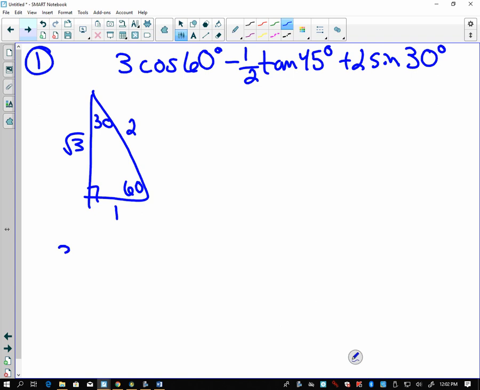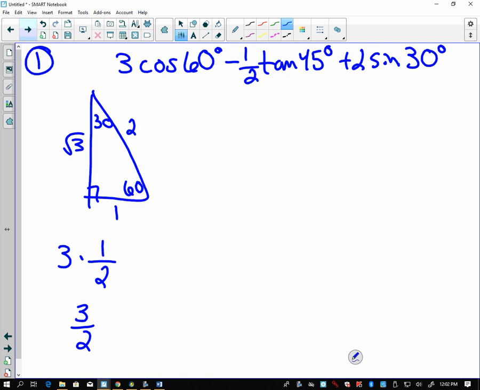So what we wind up with is 3 cosine. Cosine is adjacent over hypotenuse. We're basing this on the 60, so adjacent to 60 is 1, and hypotenuse is 2. So I get 3/2. Didn't need a calculator for that.